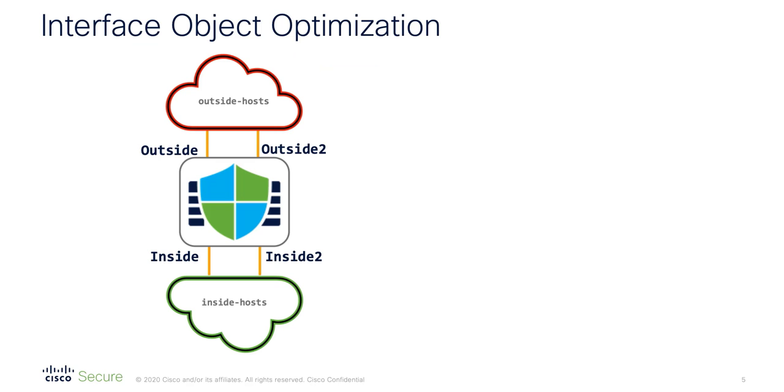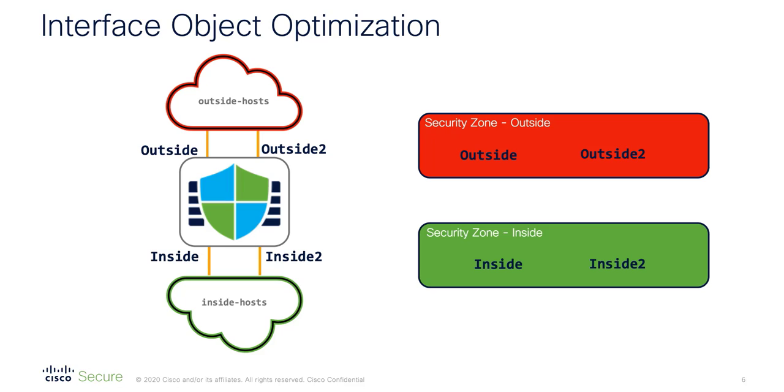Here we have a firewall that has four interfaces. As you can see, two interfaces are defined as inside and the other two interfaces are defined as outside. Now, if we create two security zones, let's call them inside and outside for clarity, and then we assign interfaces to each zone. As you can see here, the outside zone contains the interfaces outside and outside 2, whilst our inside zone contains the interfaces inside and inside 2.